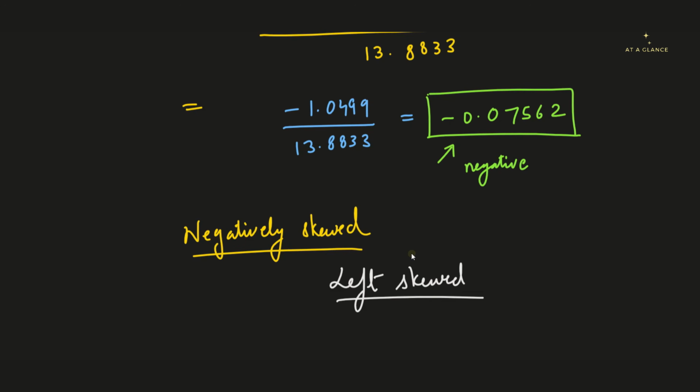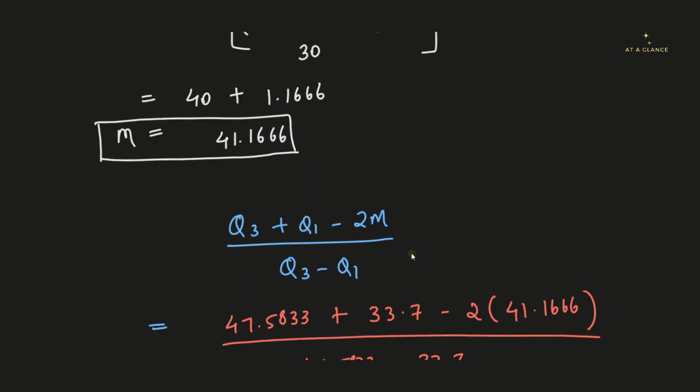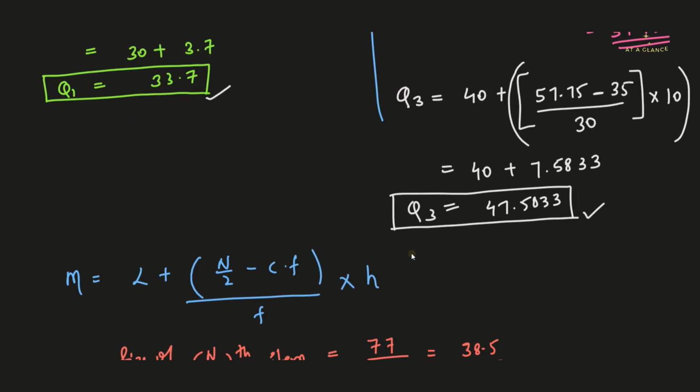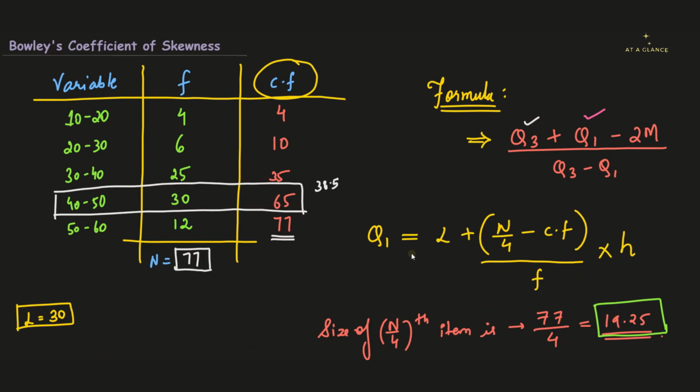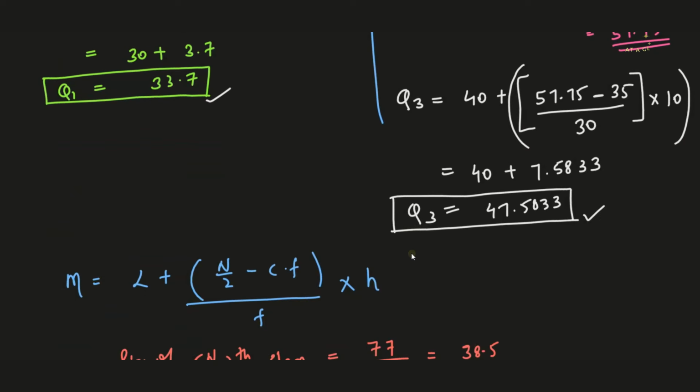I hope the entire steps of finding out Bowley's coefficient of skewness measure are clear to you all. This is the most widely used method for finding out the measure of skewness. So it's the most important method. I hope each and every step is clear to you all.